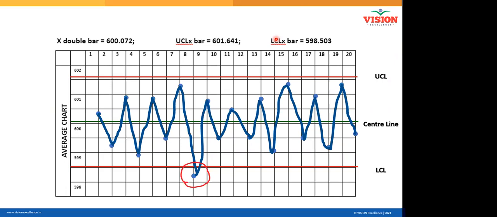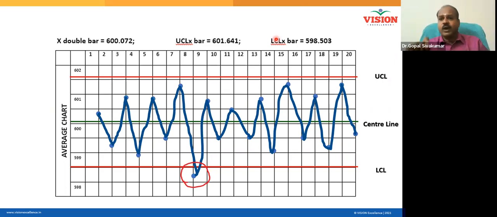You must investigate what went wrong on shift number 4, day number 2. Go to your data collection sheet. Who has collected the data? Who was the operator? What was the machine? And what was the machine setting? Supplier, raw material supplier. Look at all possible details, whatever you have captured, and look for the abnormality. You get my point? Look for the abnormality.